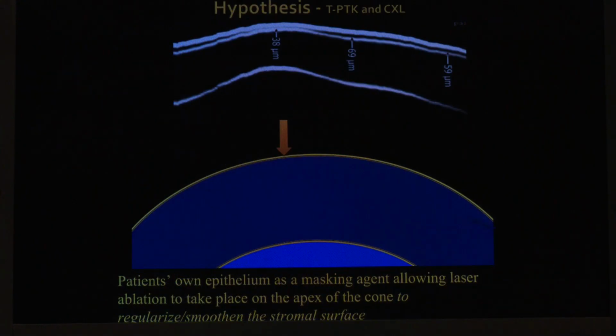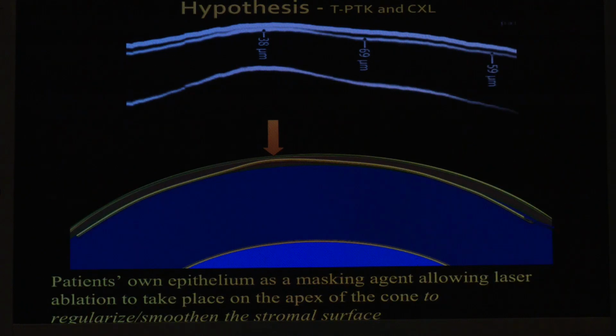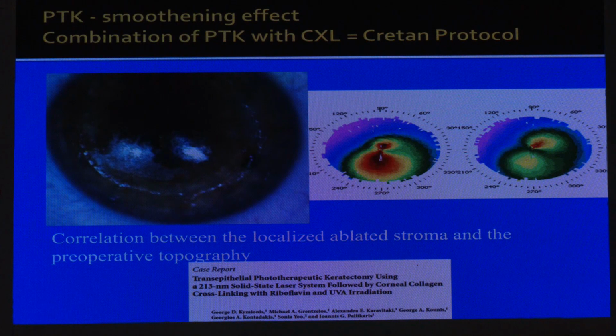So we used this hypothesis in which we actually decided to do a 50 micron PTK. So when we do 50 micron PTK, you're ablating on the thin epithelium, but you are also topping off a bit of underlying stroma so as to give a simulated treatment compared to a topo-guided procedure, without using much ablation and without doing a topography guided treatment.